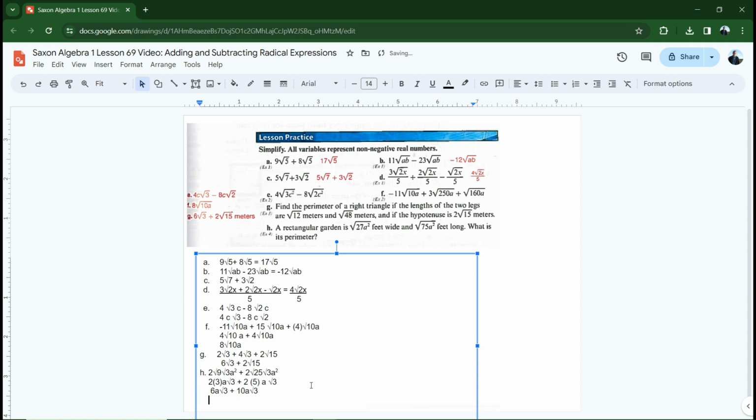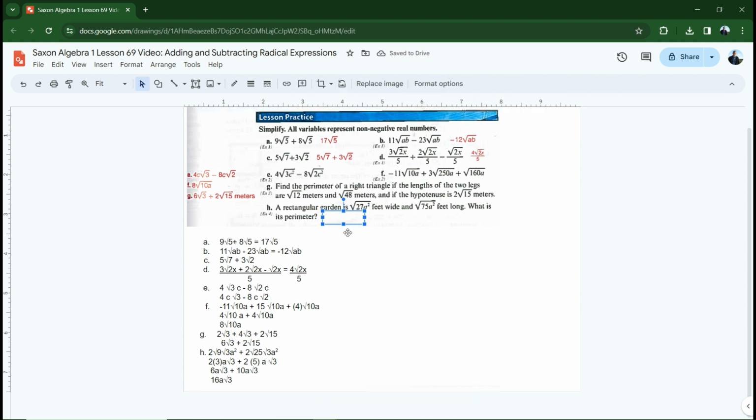That means that the perimeter of my garden is 16a. Notice that a is a variable. So if I have 6a square root of 3 and I add 10a square root of 3, I don't make it a squared because I'm not multiplying. I just bring the variable along. A square root of 3 has to be exactly the same in both of these for me to add them, and it is. It's going to be 16a square root of 3 as an answer. Let's just double check. There we go.